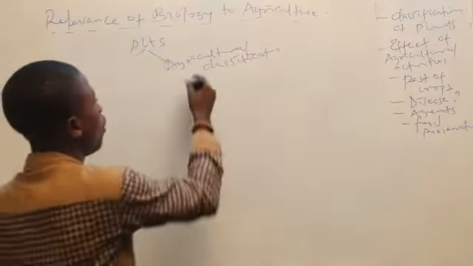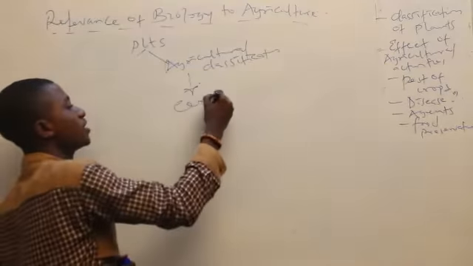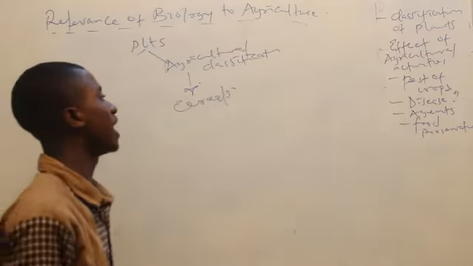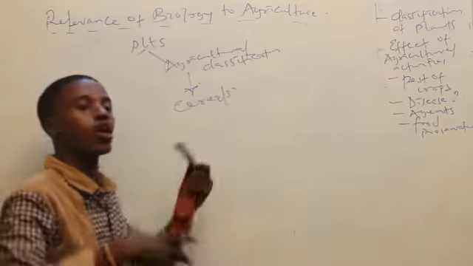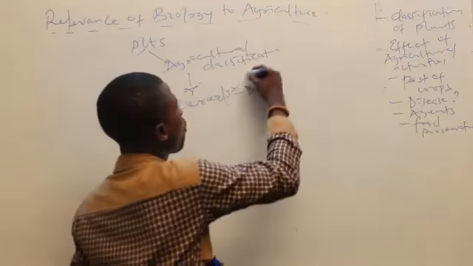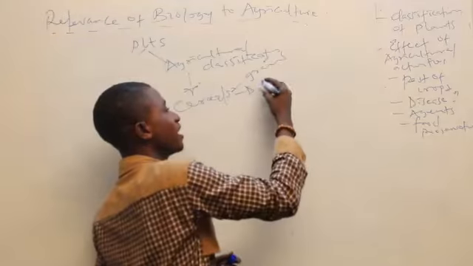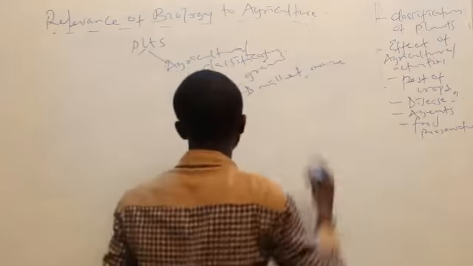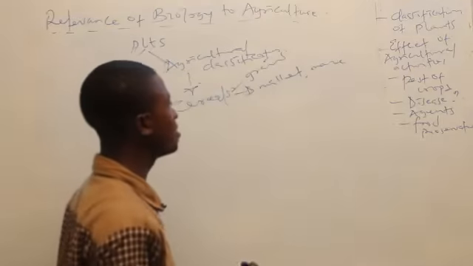Agricultural classification of crops. Now, based on this, we have what we call the cereals. Now, cereals are plants that give the body starch. They contain starch. They are also called grains. E.g. your millet, your maize, your rice, and all that. So they are called cereals or grains.